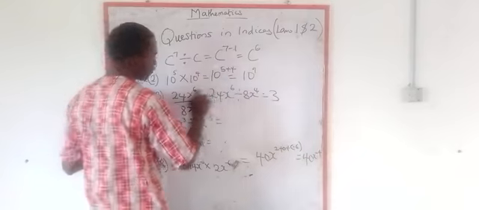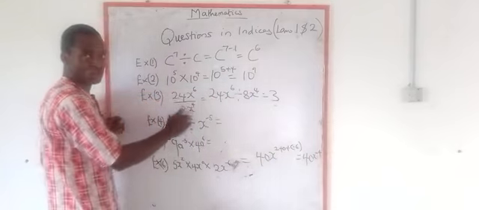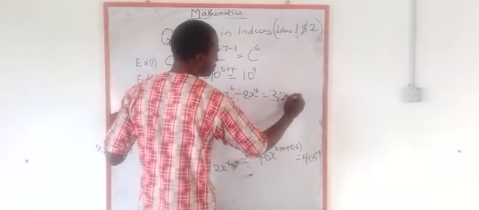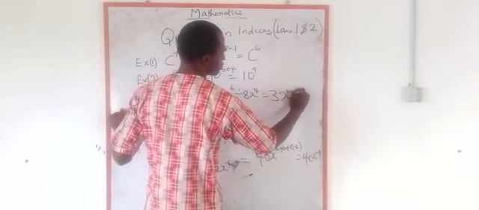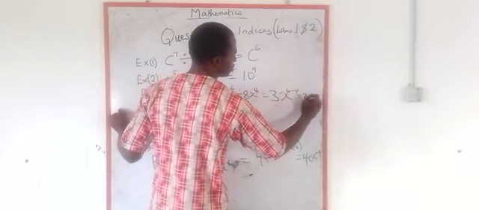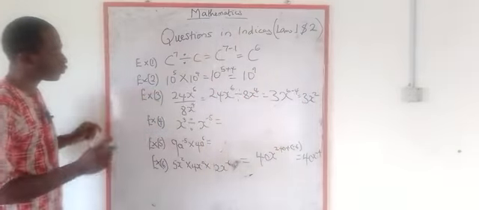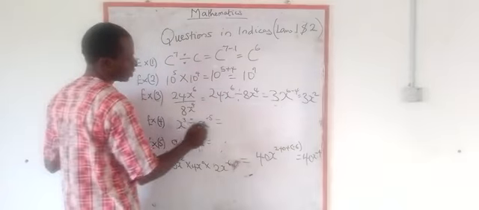Then following the law, they are common base now. You are dividing, hence we are going to subtract their power. So we now have the common base, which is 6 minus 4. That will now give us x raised to power 2. That is, 6 minus 4. Followed by algebra, you will know how that one is done.